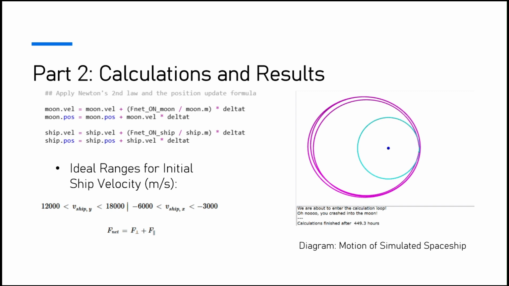Through multiple test runs, I determined the ideal ship velocity range. In one run, a small increase in x velocity caused the ship to crash into the moon. In another, lowering y velocity led to an escape trajectory. The most stable orbits balance gravitational attraction from both bodies.